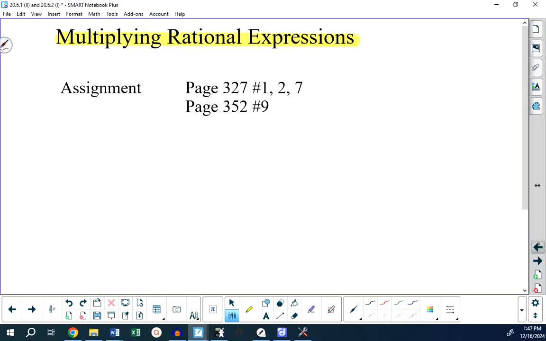So that's it. A few questions to try for tomorrow. Tomorrow we will look at the exciting world of dividing rational expressions, which we turn into multiplying rational expressions with a twist, literally and figuratively.